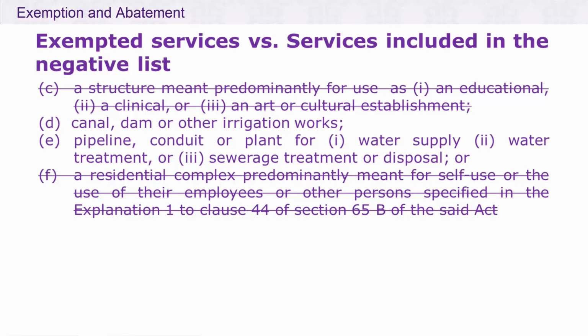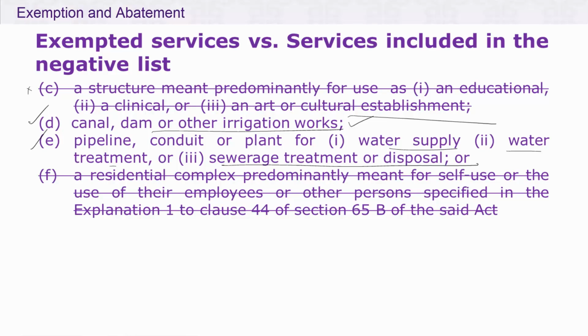And what about this? A structure meant predominantly for use as educational, clinical or cultural establishment. I have already covered this. Suppose government wants to have a hospital built for poor people, free medical services. Sorry, now it is taxable. C, now it is taxable. But D, canal, dam or other irrigation works, yes, even today it is exempt. Pipeline, conduit, say water supply, water treatment, sewerage treatment or disposal of wastewater, yes, this is still exempt.